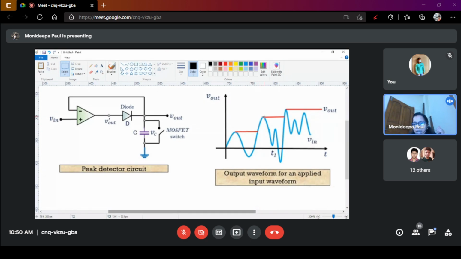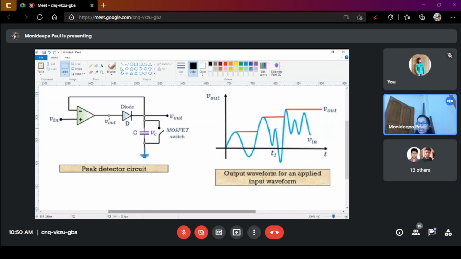In this way, from this point to this portion, Vout stored the voltage, and the diode is in forward bias condition because Vin is greater than Vc. When the input voltage is in this condition, this is the Vc voltage. At this condition Vc is greater than Vin, and here also Vc is greater than Vin.